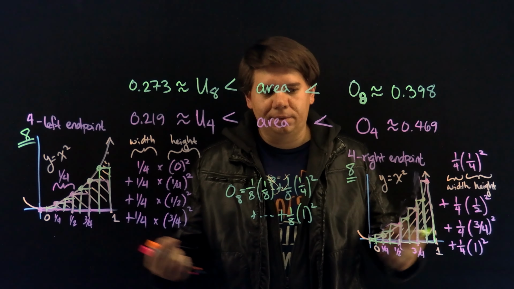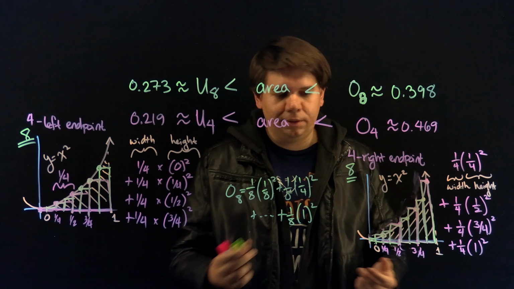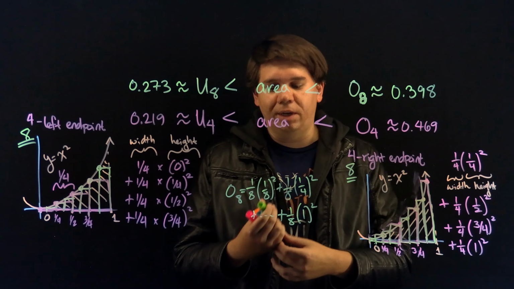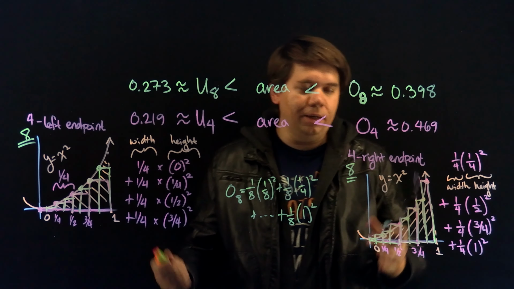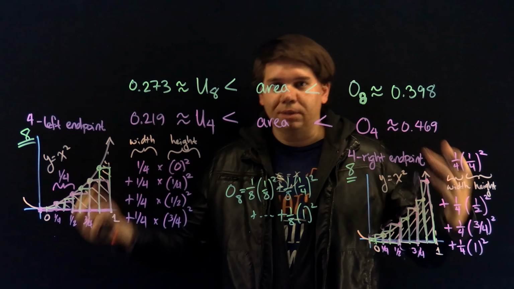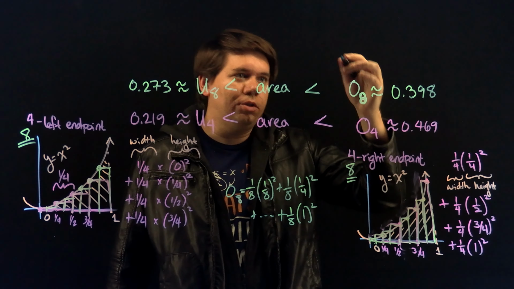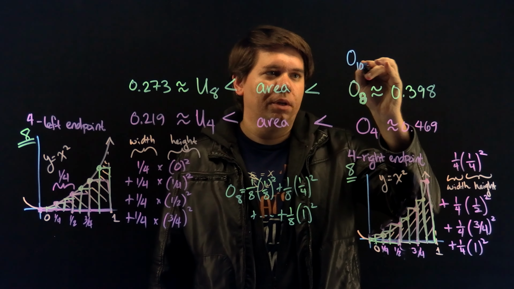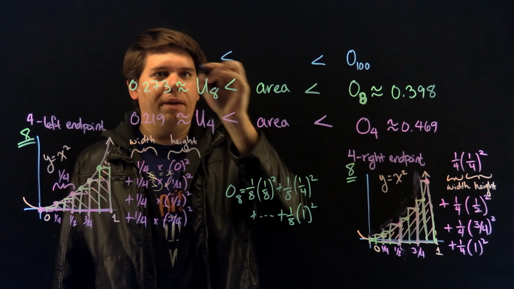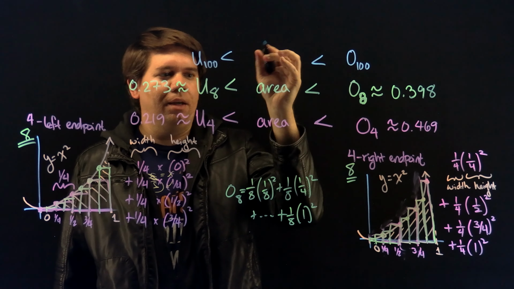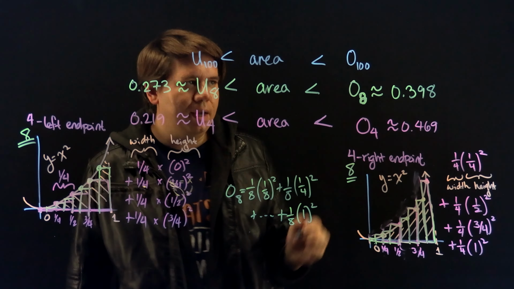So what do we do next? You've already guessed it. We're just going to increase the number of rectangles again. So we've done it with 4 rectangles, we've done it with 8. You could double it to 16 or 32. I'm just going to jump right to say 100 rectangles. What do we get if we had 100 rectangles here and we have an overestimate with 100 rectangles? What do we get for my area?